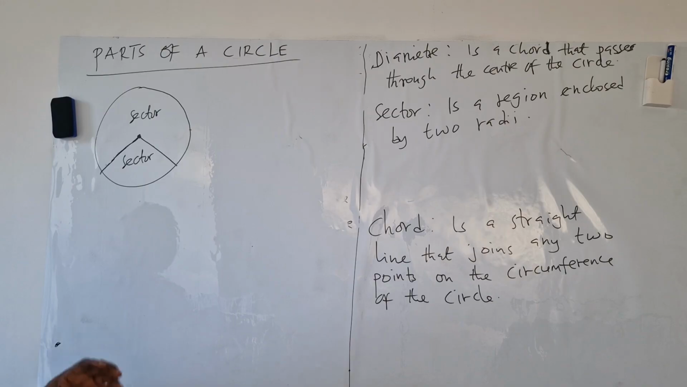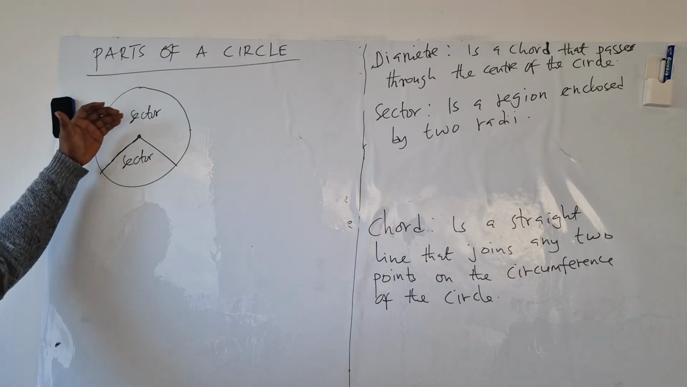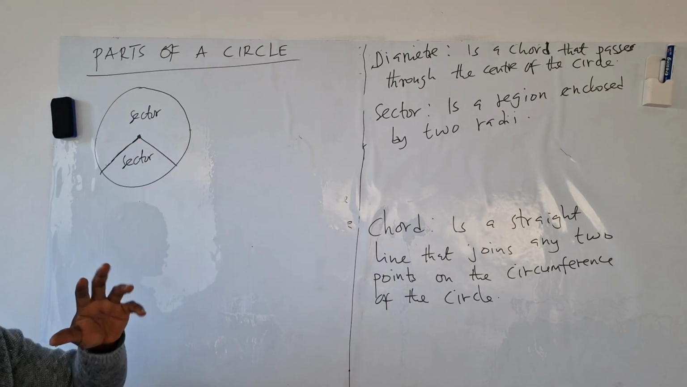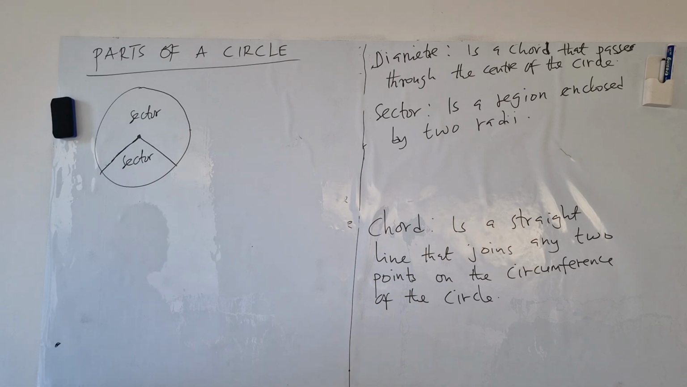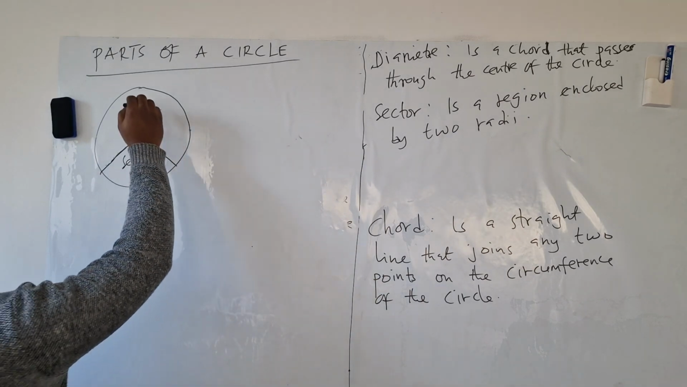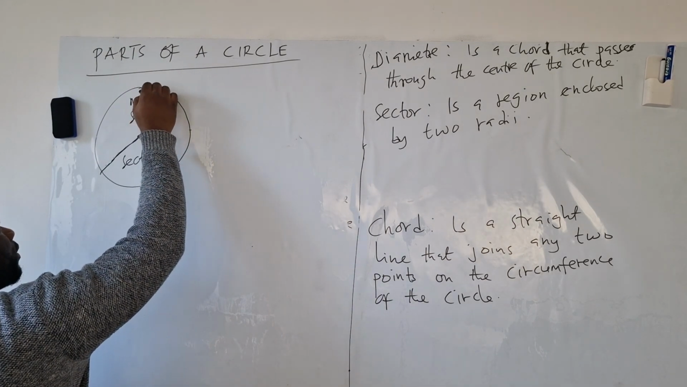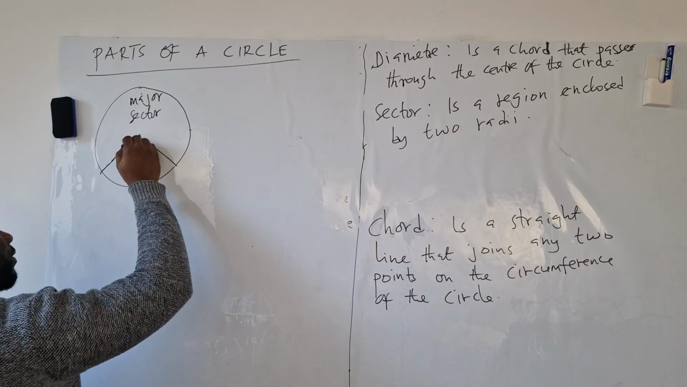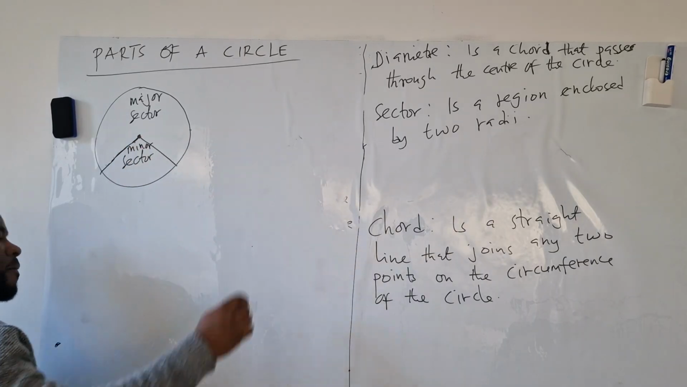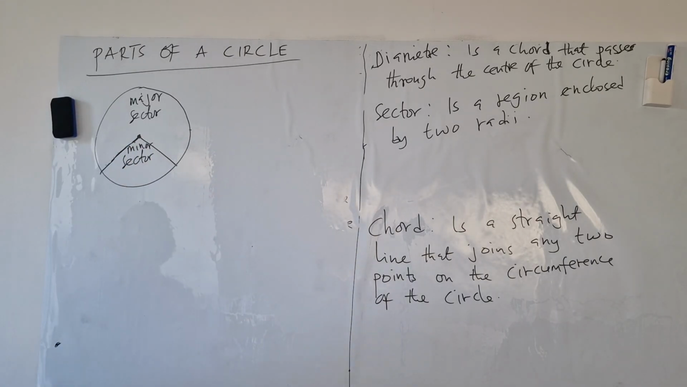But I could see that with these two sectors, one is bigger than the other one. The bigger one, we call it major sector, and the smaller one, we call it minor sector. So whenever you have two radii within the circle, it gives rise to two sectors. The bigger one is the major sector, the smaller one is the minor sector. So that is that for sector.